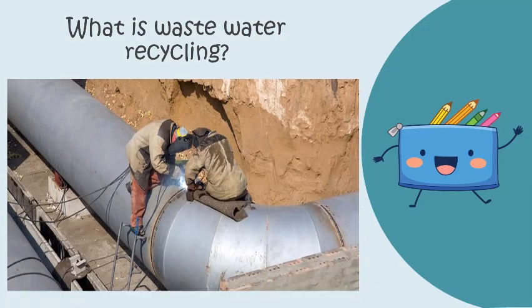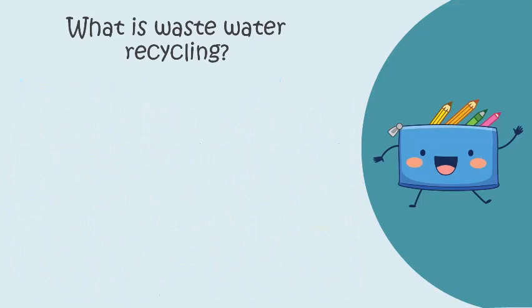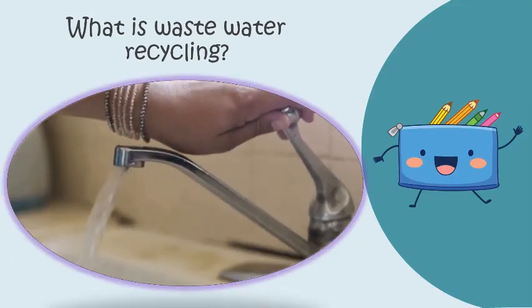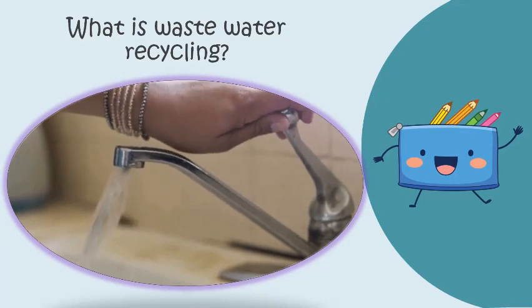This wastewater is collected by big pipelines which are joined from every house to a big plant. That plant is called a wastewater treatment plant. All the water flows into that plant and over there it will be recycled. After all this process we get back our clean water which we use in our daily life. So let's see step by step how the water is recycled.